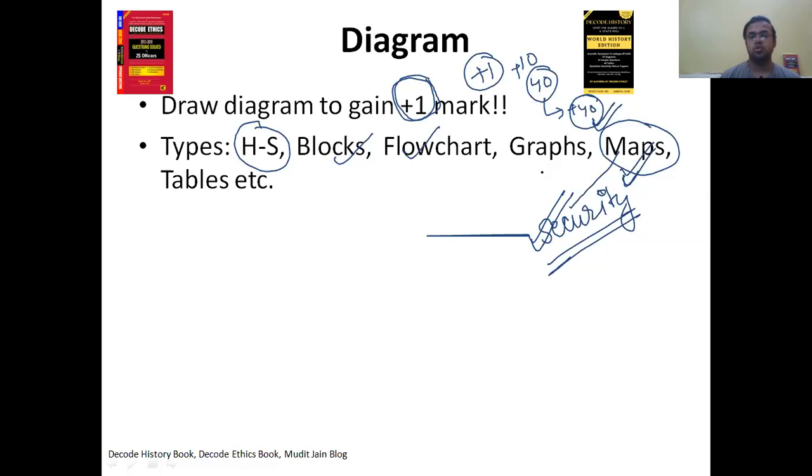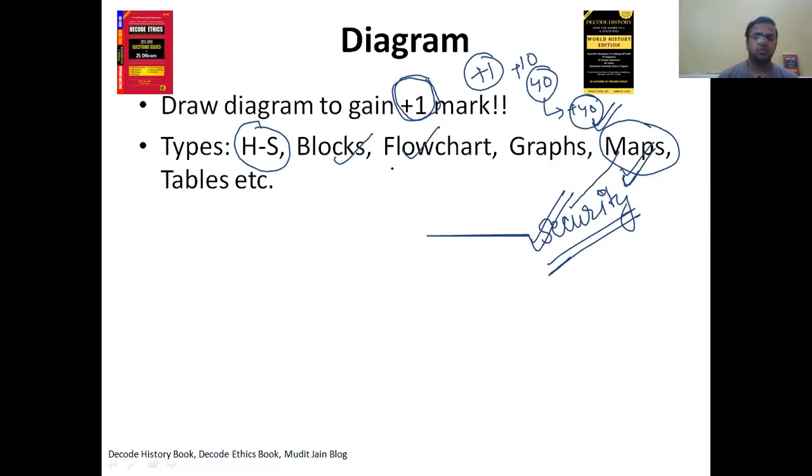What is the issue with us is that we have compartmentalized ourselves. We have created some artificial boundaries, that map is useful only in geography GS1. But this is not true. As I told you, you can draw a map in GS1 history as well. You can draw a map in society. You can draw a map in IR. So you can draw a map in GS3 security environment as well.